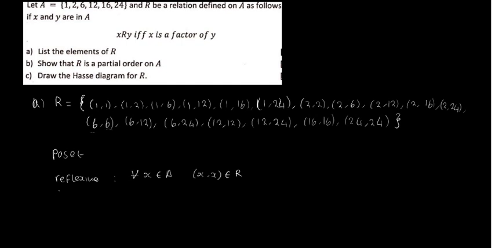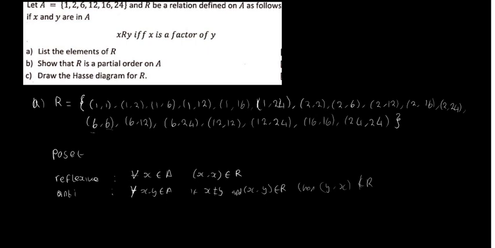Then we have symmetric. Oh, it should be anti-symmetric, sorry. What being anti-symmetric means is, for each and every x comma y that's a member of R, if x is not equal to y and x comma y is a member of R, then y comma x should not be a member of R.